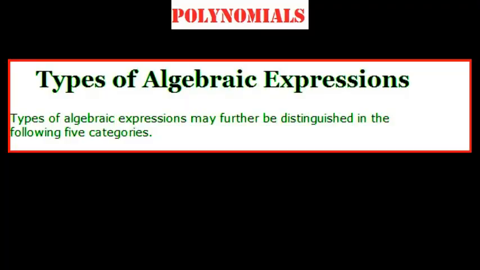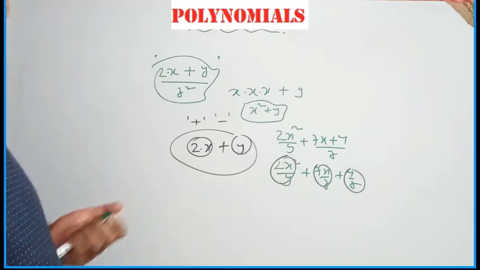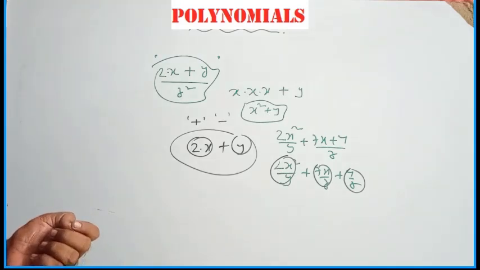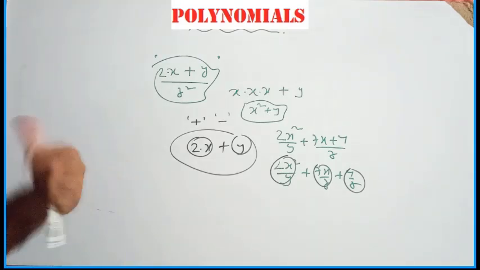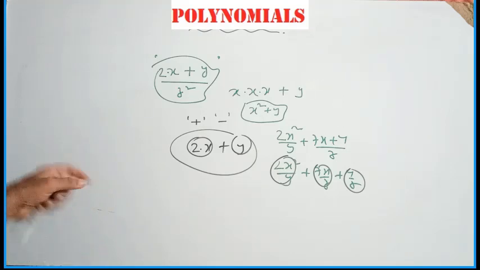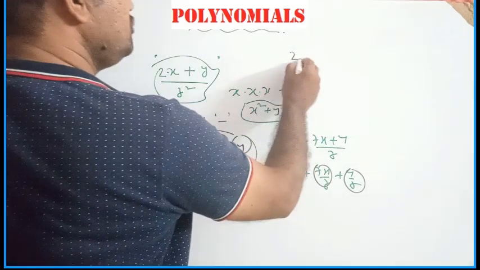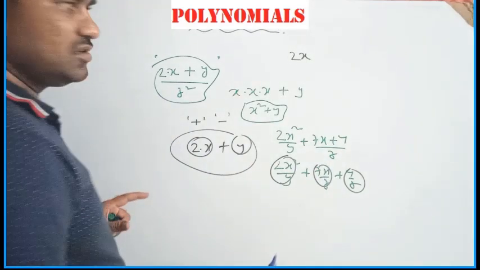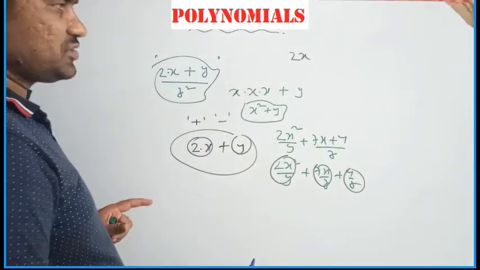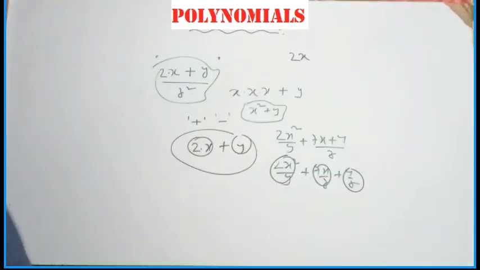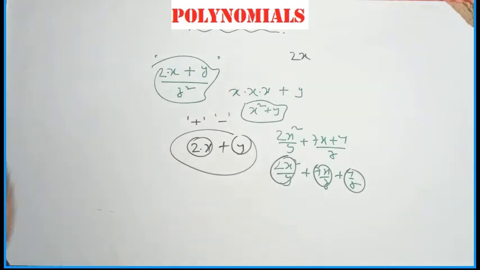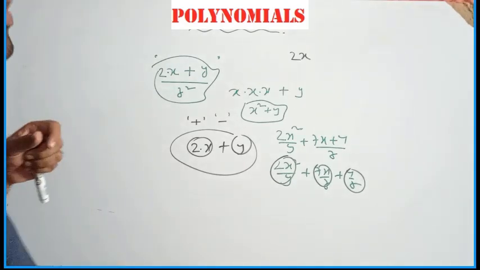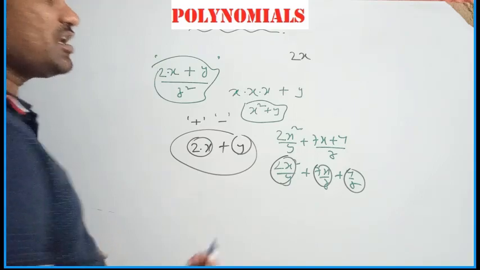Next, types of algebraic expressions. The algebraic expressions are classified according to the number of terms involved in that algebraic expression. For example, 2x. This is an algebraic expression containing only one term. Such algebraic expressions are called monomials. Monomial means an algebraic expression containing only one term.